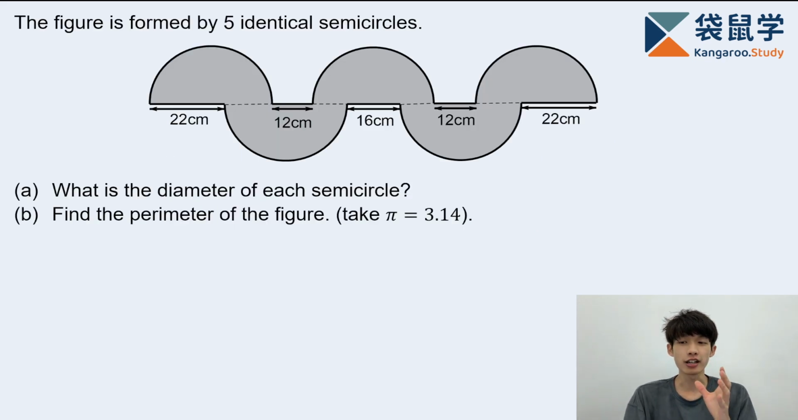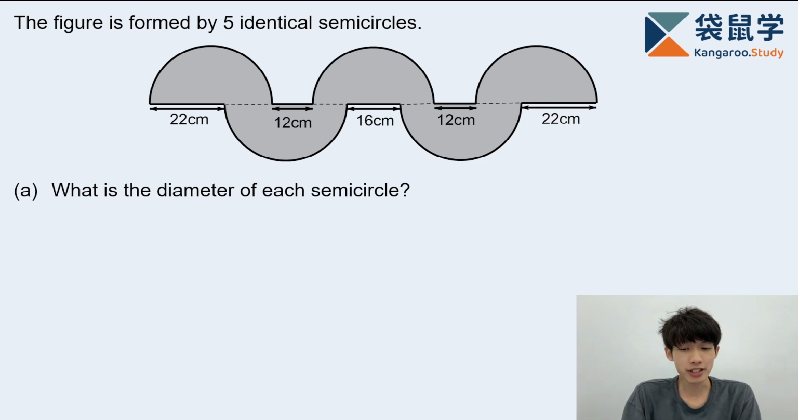So the figure is formed by 5 identical semicircles, and I can see from the figure all the semicircles are connecting to each other. And then for question A, it asks what is the diameter of each semicircle, and for B, find the perimeter of the figure, taking pi equals to 3.14. And now, first of all, let's try to solve question A.